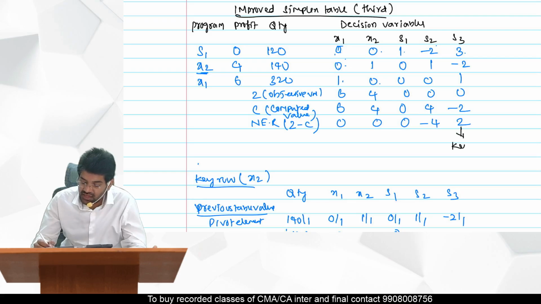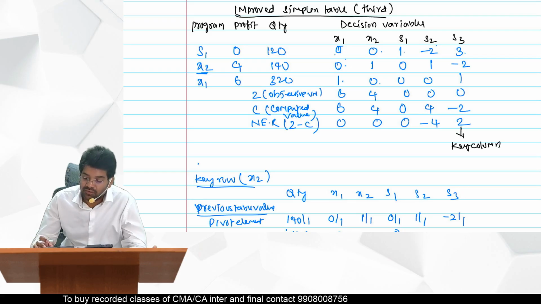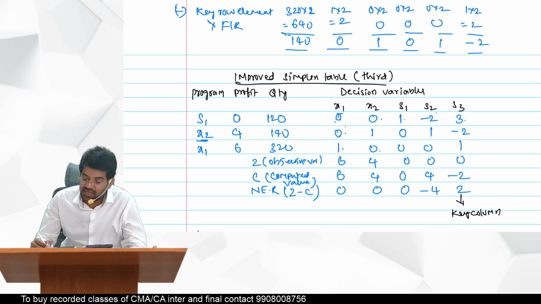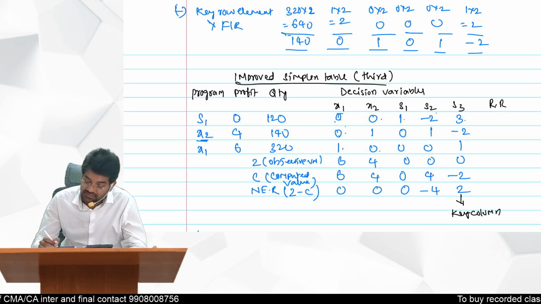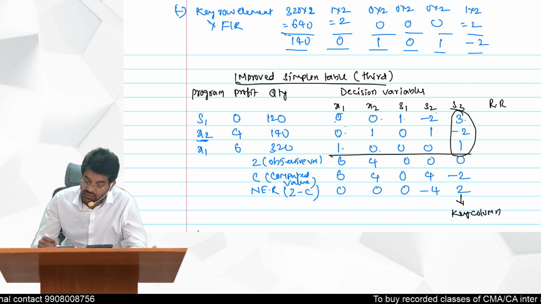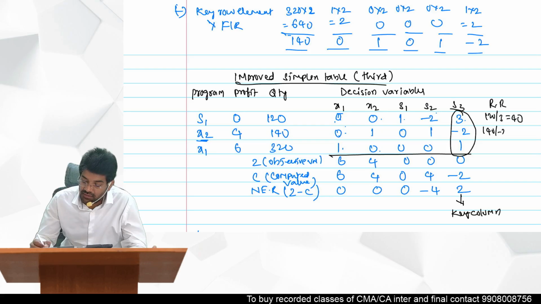This is the key column. Okay, key row. For that we should calculate the replacement ratio. How do you get the replacement ratio? Quantity divided by the key column elements. These are the key column elements. Quantity divided: 120 divided by 3 is 40. 140 divided by minus 2 is minus 70.